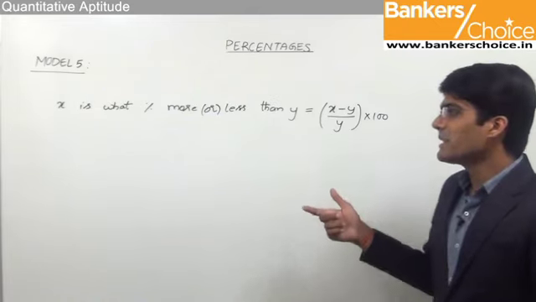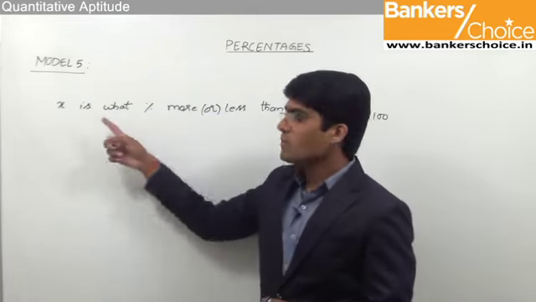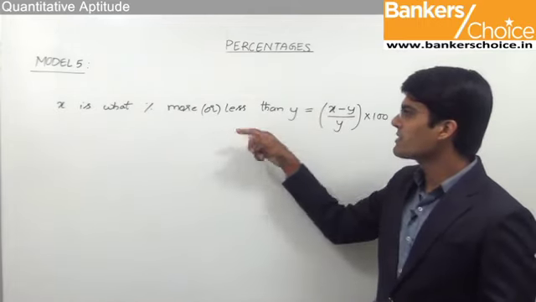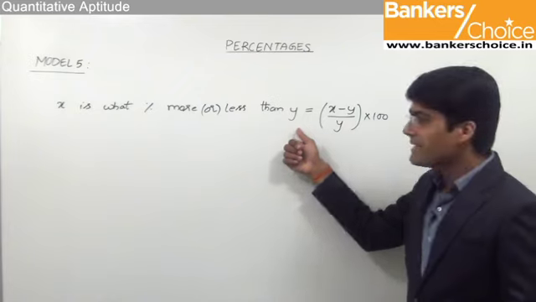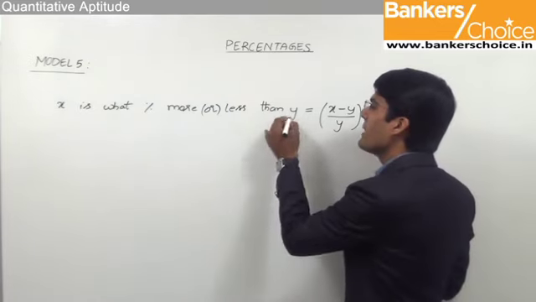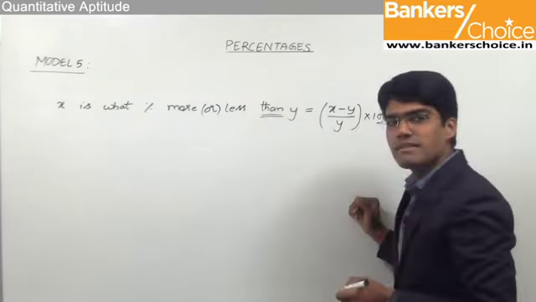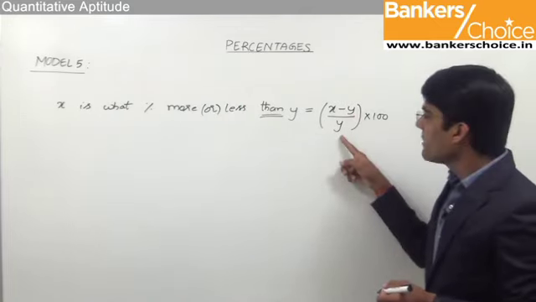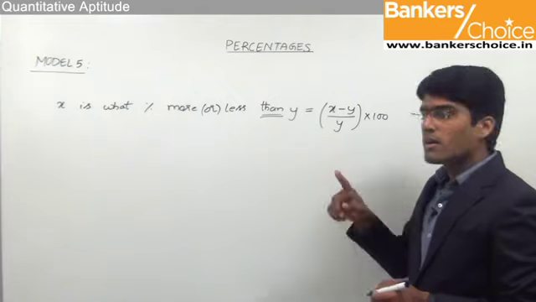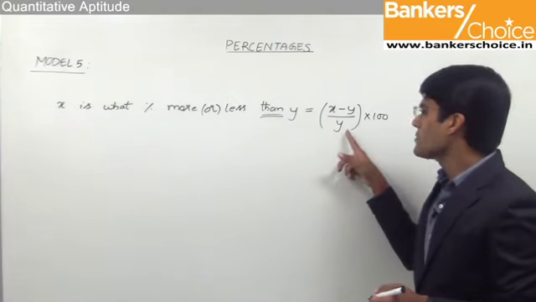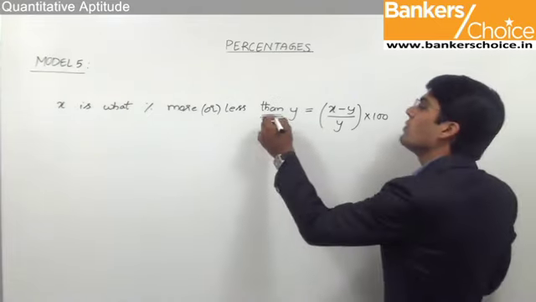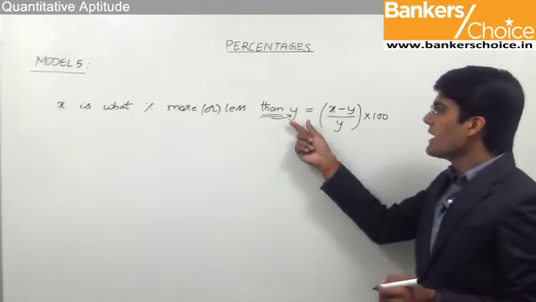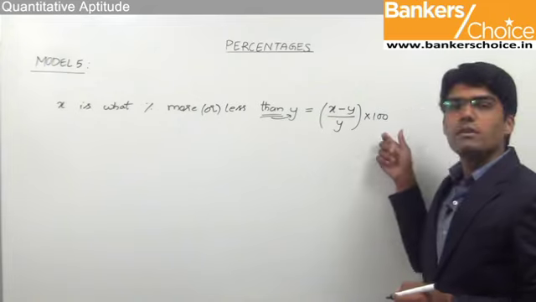For example, let's say the given question is A's income is what percent more than B's income. So as you can see here, A's income is being compared with B's income, than B's income. So the answer should be (A minus B) divided by B into 100. Remember, always in the denominator, y has to be taken, or the value which follows the word than. So A is what percent more than B? A minus B by B into 100.